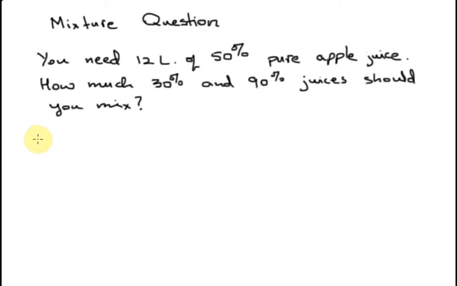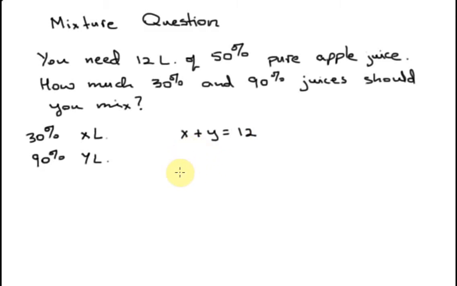So what I'm going to do is I'm going to say of the 30%, we're going to say I don't know how many liters. So I'm going to say X liters of 30%, and of the 90%, I'm going to say Y liters. Okay, so now I'm going to build up my equations. One of them's pretty easy because X plus Y has to make my grand total of 12 liters. So that's my one equation.